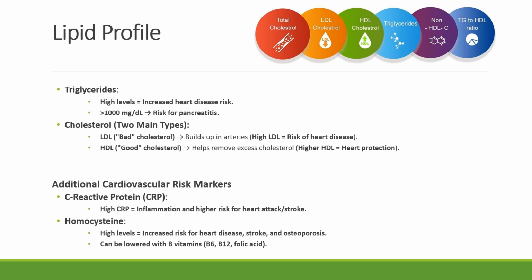Homocysteine is a naturally occurring amino acid produced by the breakdown of proteins in the body. Elevated levels of homocysteine are associated with oxidation of LDL cholesterol, which can contribute to plaque formation in arteries and the development of atherosclerosis.